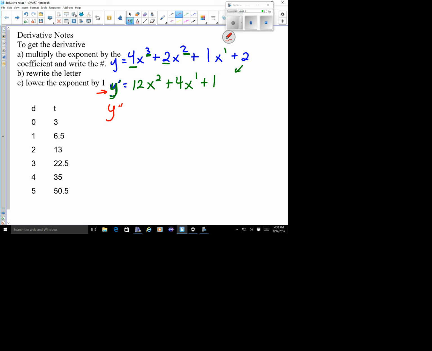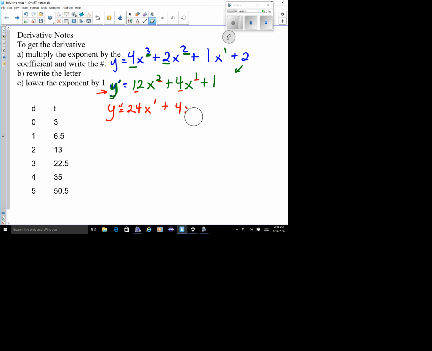Then I'm going to take the 1 times the 4. That gives you 4. Drop the exponent by 1. Well, x to the 0 power, once again, is 1. So therefore, that just gives you 4. And then the 1 gets dropped. Okay? So that's how you do derivatives. Now let's discuss what we use them for.